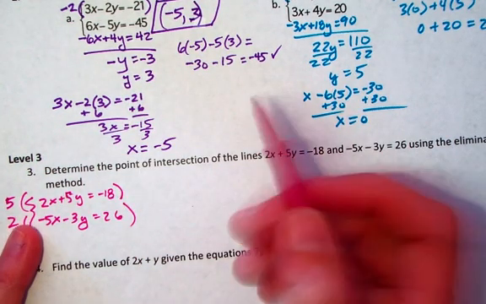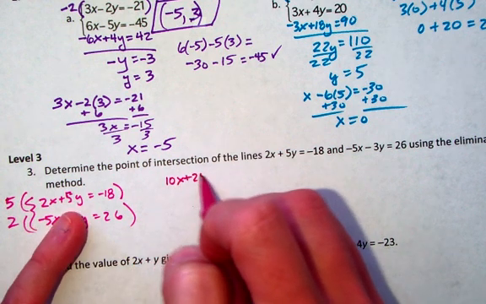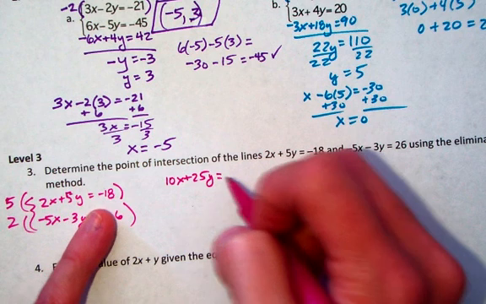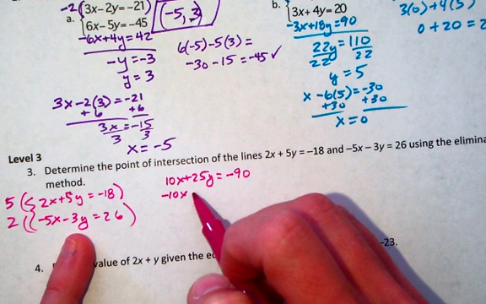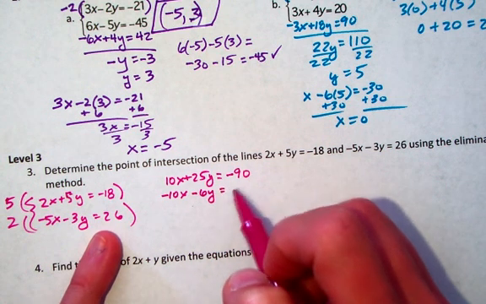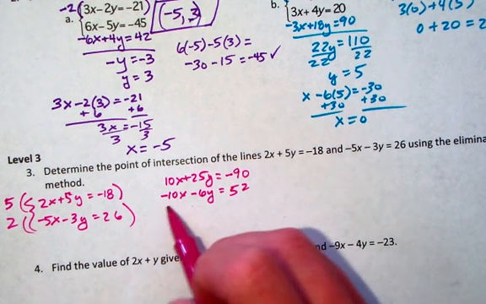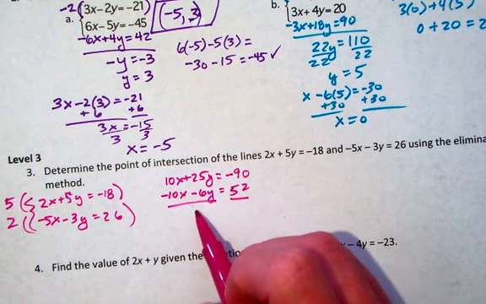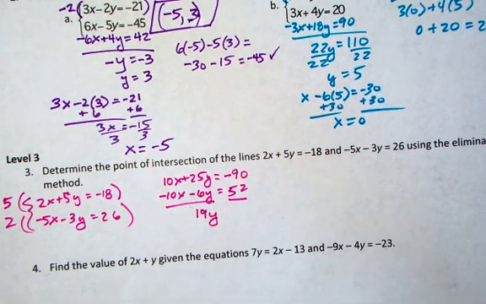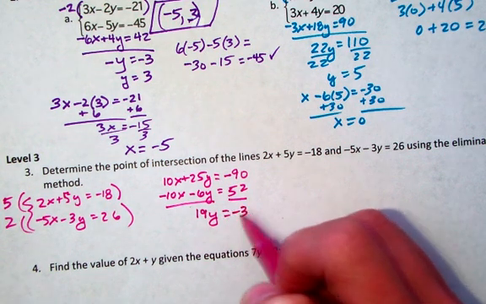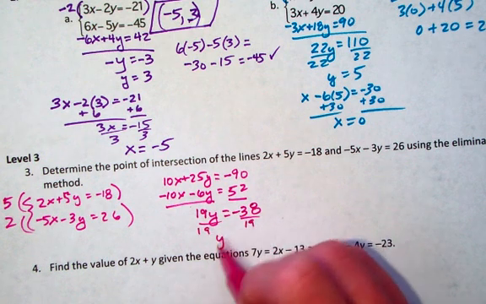All right, so distributing the 5, I get 10x plus 25y equals negative 90. And then here I get negative 10x minus 6y equals 52. I see I could use my calculator here. All right. 25 minus 6 is, I think that's 19. And negative 90 and 52 is negative 38. And so then I can see if I divide that I get y equals negative 2.